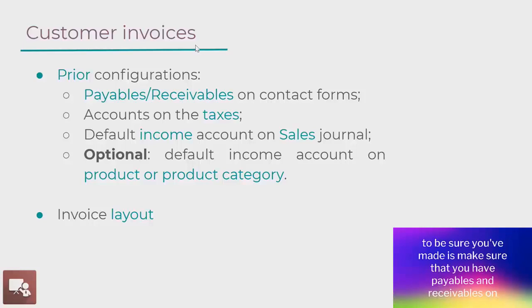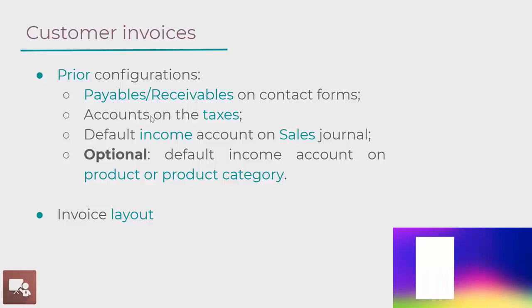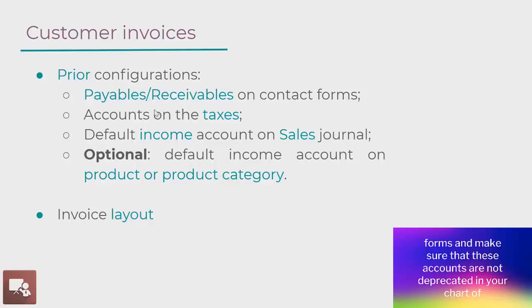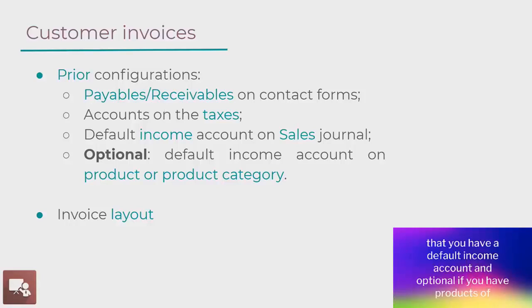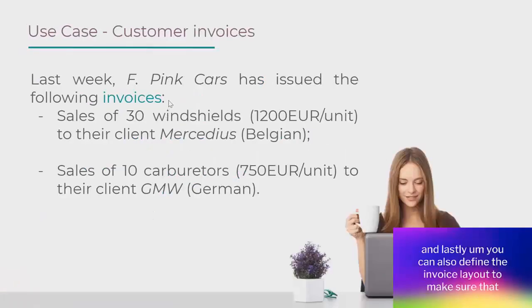To be sure you've made is make sure that you have payables and receivables on forms and make sure that these accounts are not deprecated in your chart of. Second, make sure that the input accounts on your taxes are properly, that you have a default income account and optional if you have products of course. You can decide to put a default income account on your product and lastly, you can also define the invoice layout to make sure that when you issue the invoice to your PDF to send.